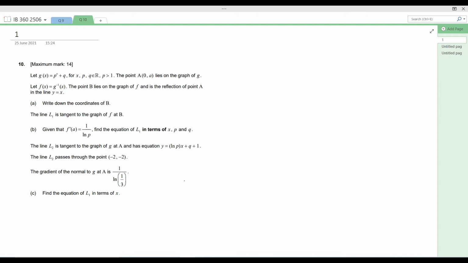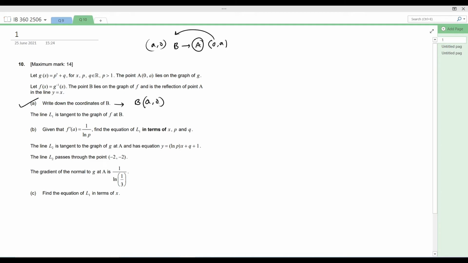You have understood, as it is the reflection, so point B basically is the reflection of point A. So if the coordinates of A are (0, a), then obviously it will be reflected around the line y = x. So it will be (a, 0). This was a very simple question, the first part. Write down the coordinates of B. The coordinates of B are (a, 0), just the reflection of A around the line y = x.